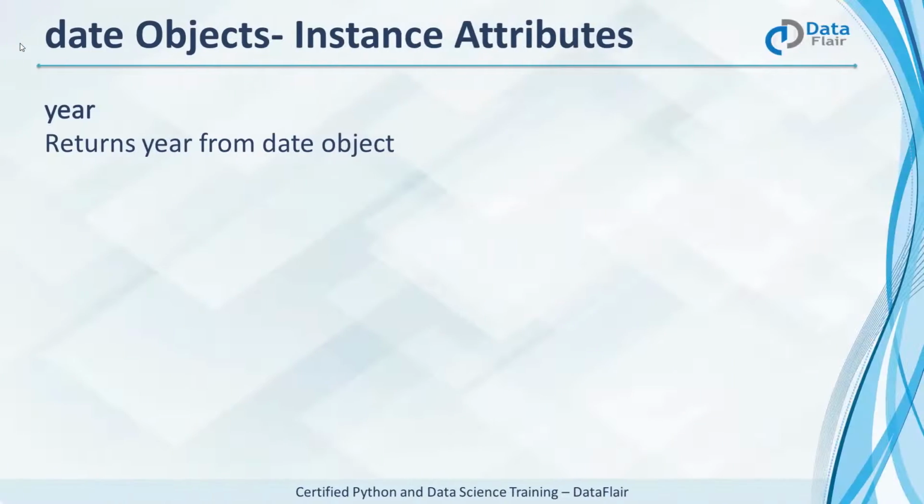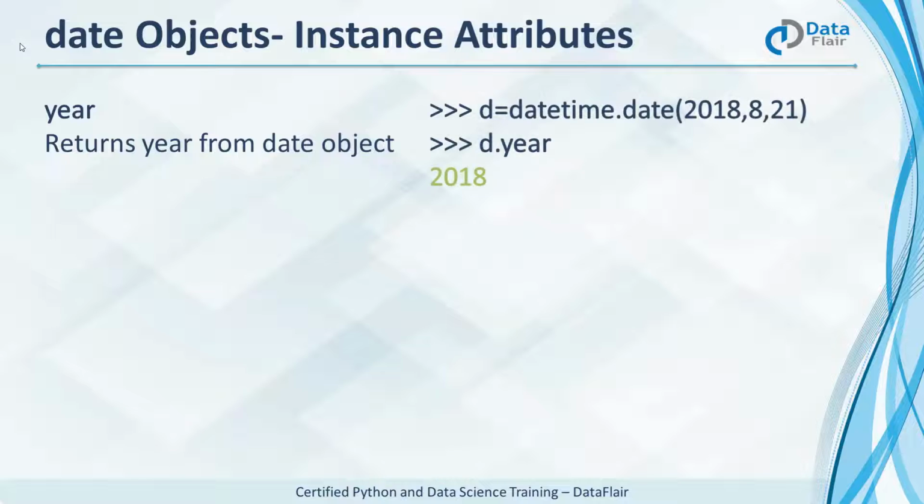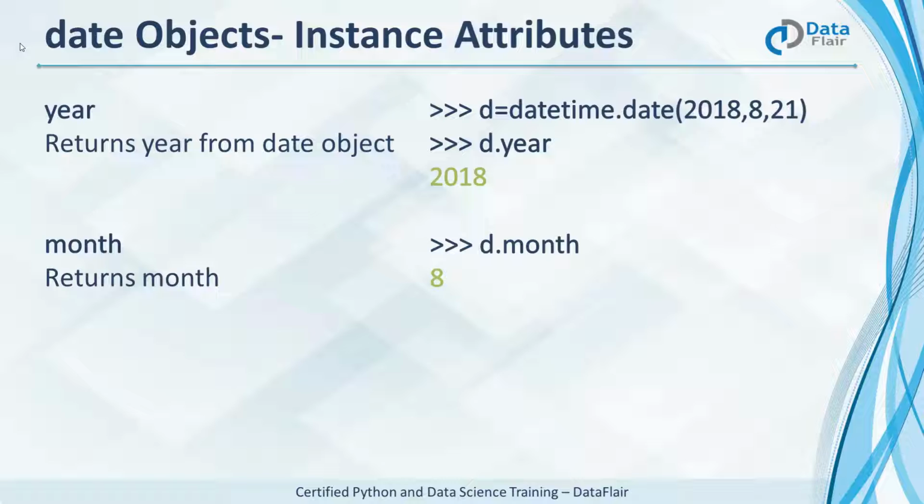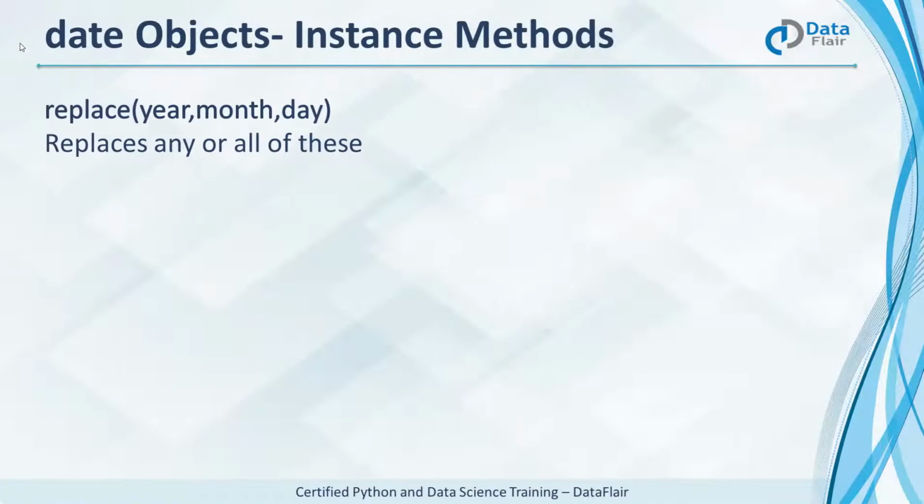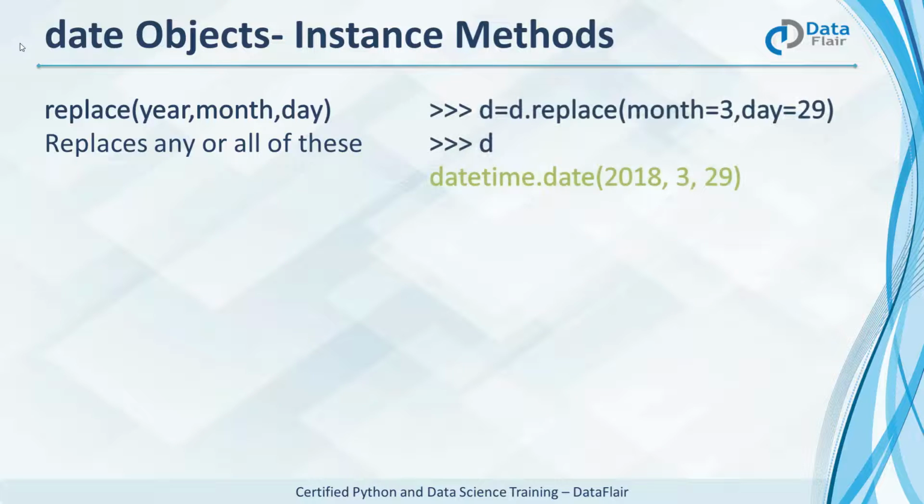Now date objects have attributes too. Year is the year from the object. Here is 2018. The month, 8 for August, the day, 21st of the month. Objects have methods too. Replace can help us change the values of any of year, month, and day. Let's change the d object to represent 29th March of 2018.